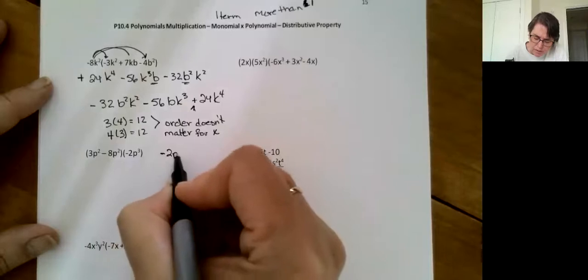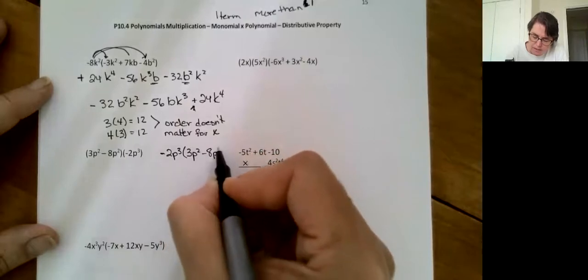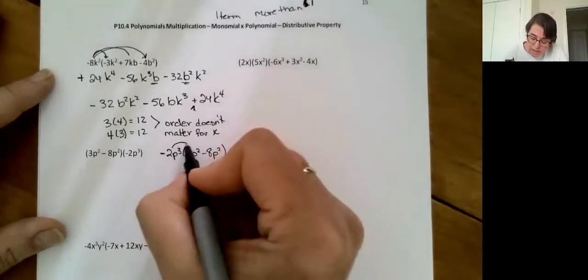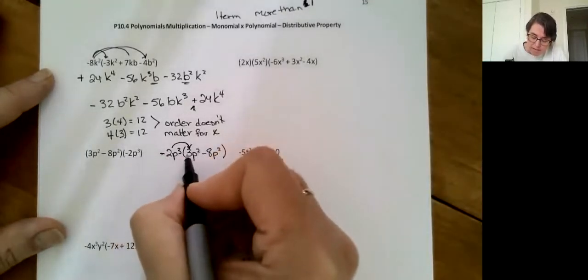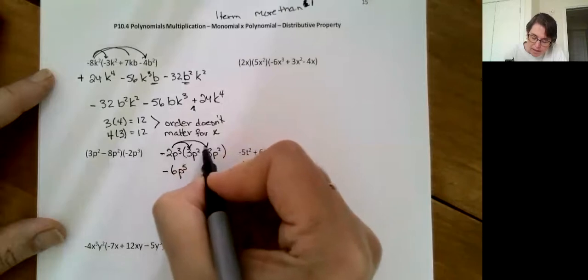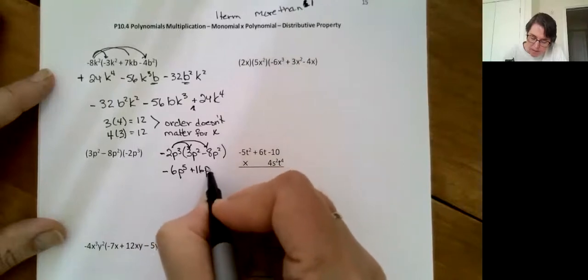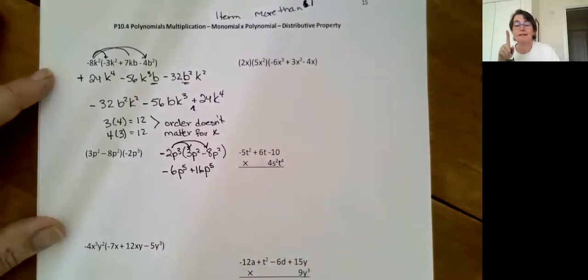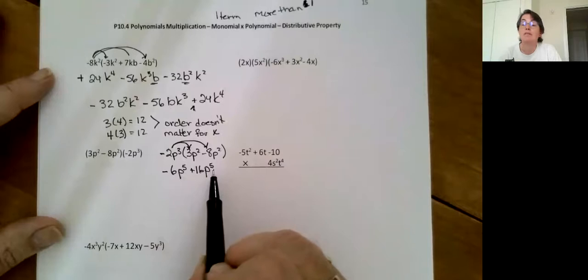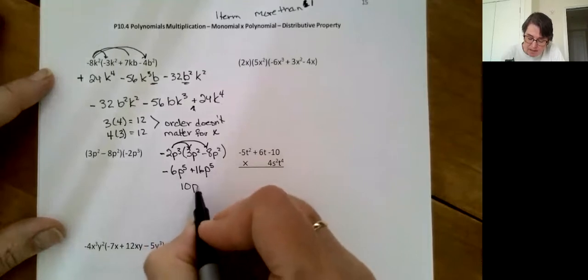So minus 2p cubed times 3p squared minus 8p squared. This question looks like the ones you're used to doing. So then we can just distribute away. Minus 2 times 3 is minus 6p to the 5. And again, minus 2 times minus 8 is going to give me plus 16p5. But wait, there's more. Look at this, p to the 5th and another p to the 5th. Those you can combine. So minus 6 plus 16 is going to be 10p5.